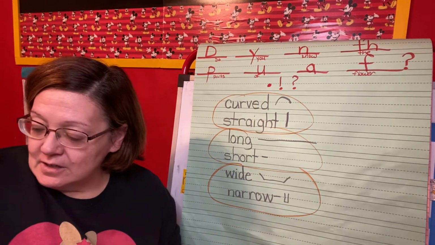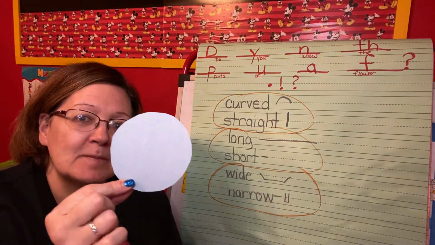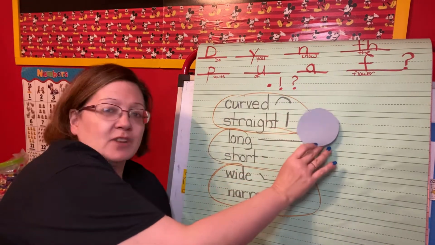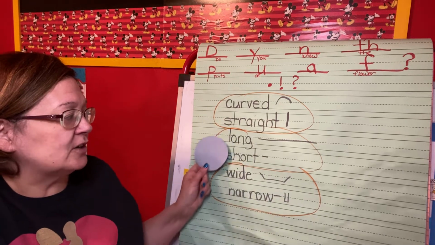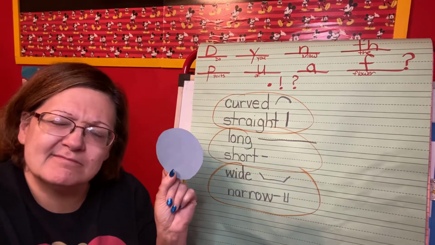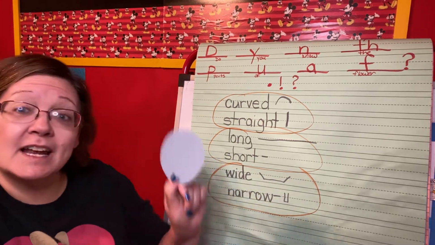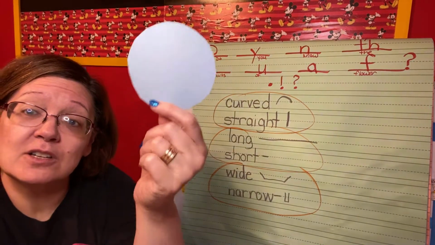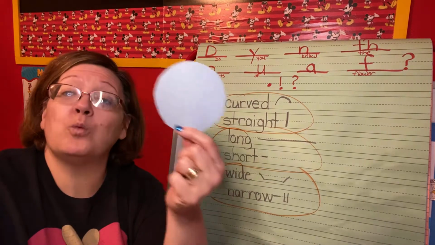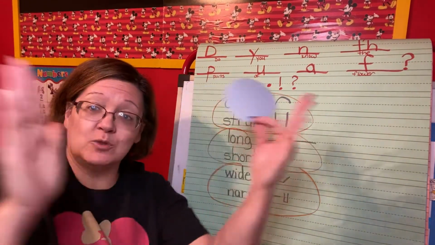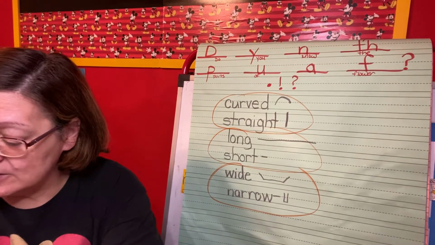Okay, so let's start with this one. Do you have the shape? Okay, so is it curved or straight? It's curved. Good job. Now, is it long or short? Doesn't really have long or short to it, does it? No. Now, is it wide or narrow? Now, we could figure that out. Is it wide or is it narrow? It's wide. Good job. It has more space in the middle. Okay, good. Okay, next one.